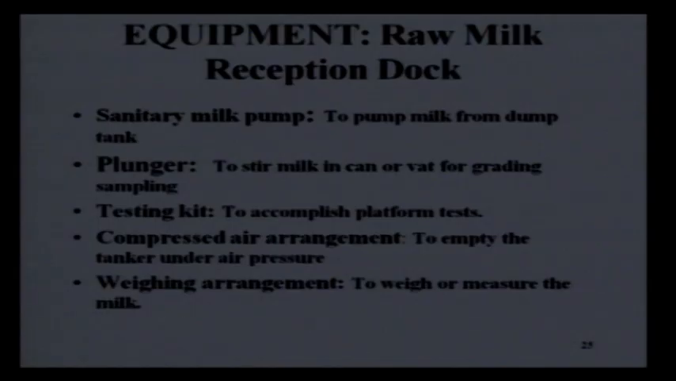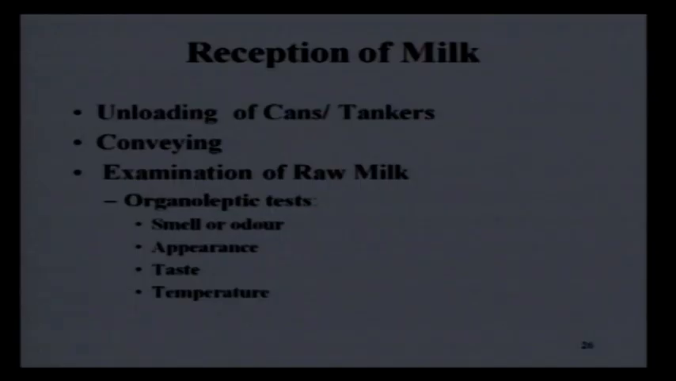Then compression arrangement. Particularly this is used when we are using tankers under pressure for emptying out the milk. Then weighing arrangement, we should be able to weigh or take the volume of the milk. So these are the raw milk reception dock facilities. Then we come to the reception of the milk.